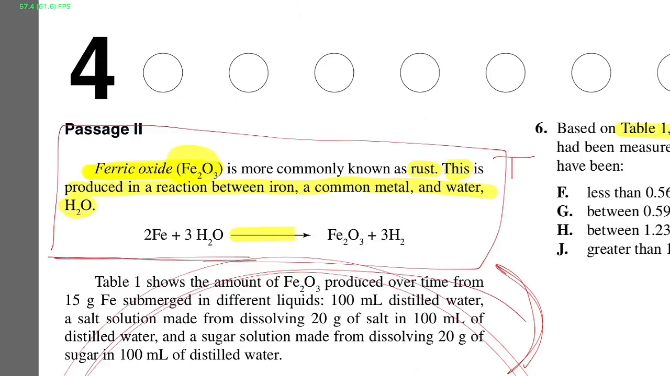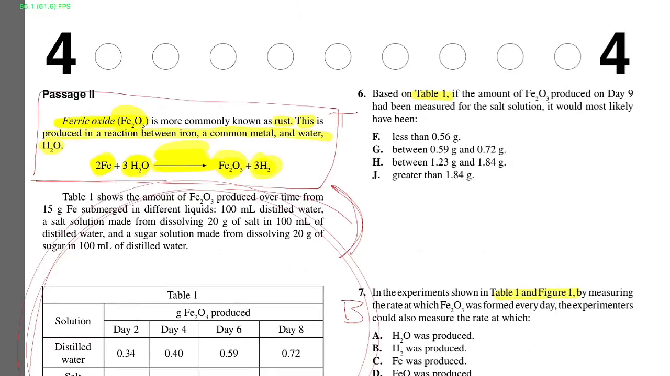So here, this arrow is showing that you have something that results. So some iron plus some water results in some rust and some hydrogen. So far, that's all I really need to know. Basically, some iron and some water results in some rust and some hydrogen. Okay. Now I'm going to go right to the questions, even though I haven't read anything else.